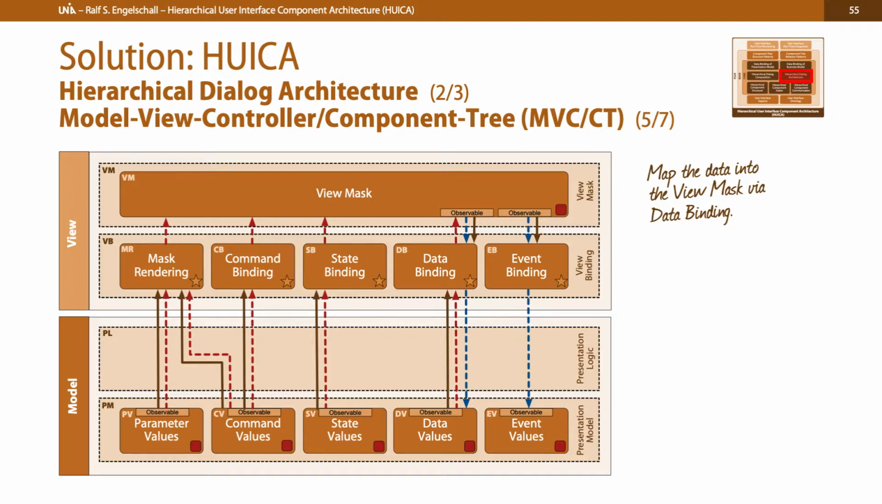The first lane is through the data binding. Data can come back to the data values, and especially through the event binding, data can also come back into the event values. Please notice that modern UIs also always have an event binding to react on interactions in the view mask. Usually code is directly executed. In HUICA instead, we just remember the information in the event values.